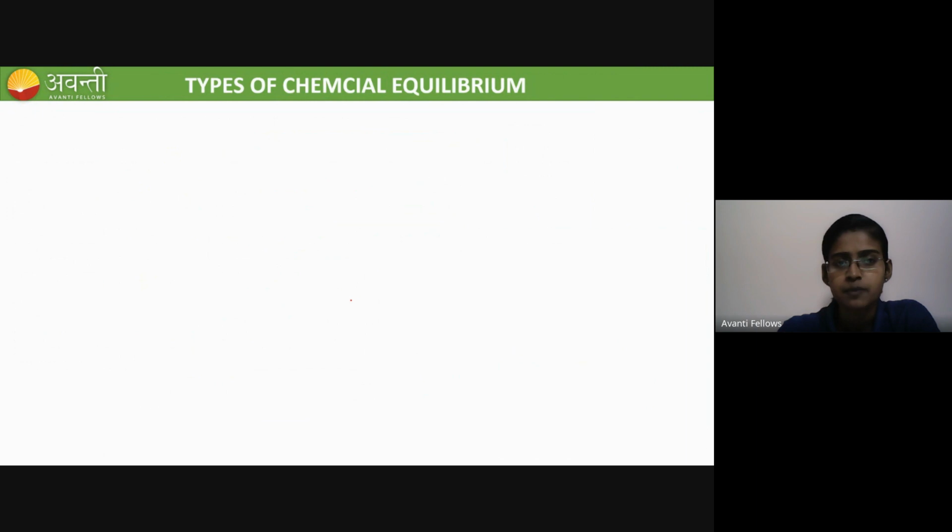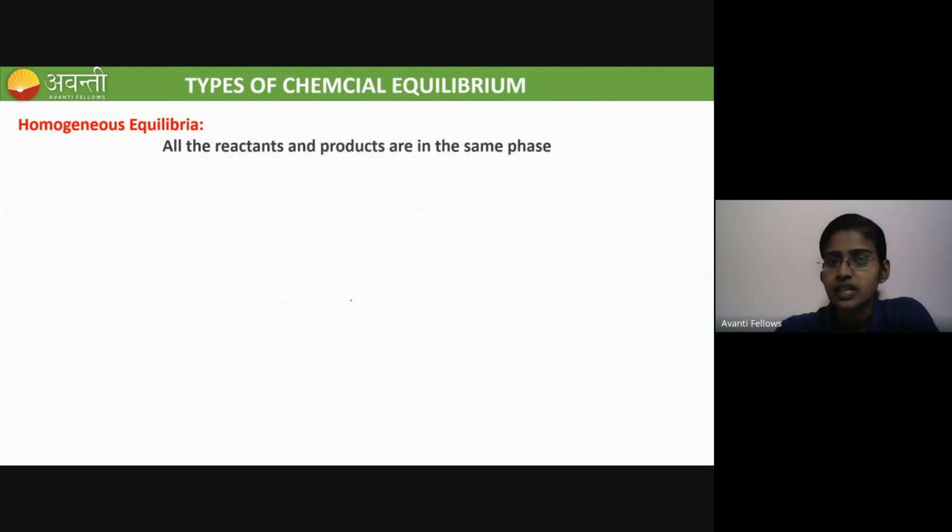Next is the types of chemical equilibrium. There are two types of equilibrium. One is homogeneous equilibrium, and the other one is heterogeneous equilibrium. Now what is a homogeneous equilibrium? When all the reactants and products are in the same phase, then we call those reactions a homogeneous equilibrium system.